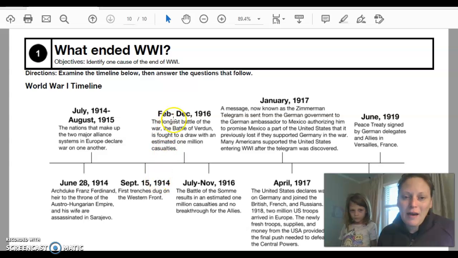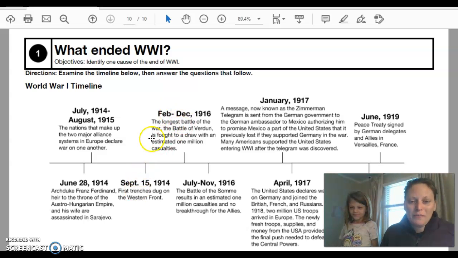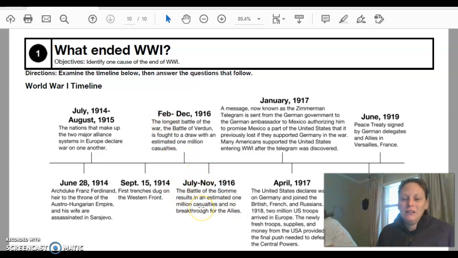We had a long battle of 2 years, and lots of casualties. So here's another big battle, and lots of casualties. No real breakthrough either way.